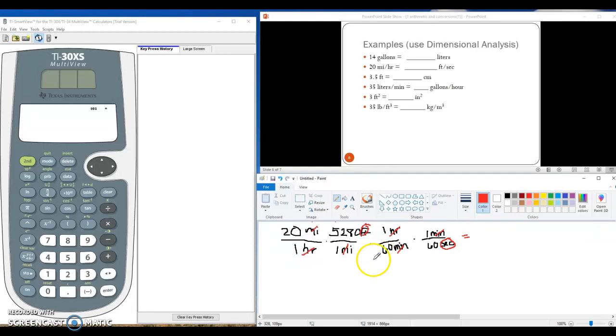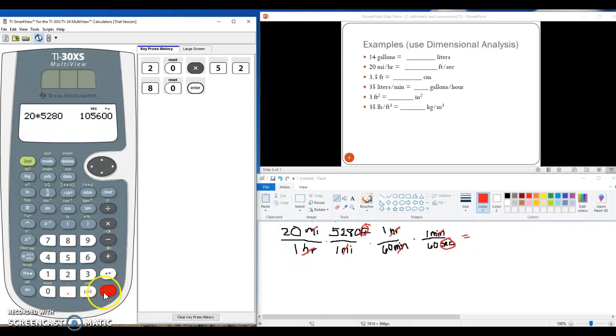So I'm ready to go to my calculator. Remember that we multiply straight across. So I can type this in 2 parts or all at once. So I can type 20 times 5,280, and that's the top. So let's hit enter.